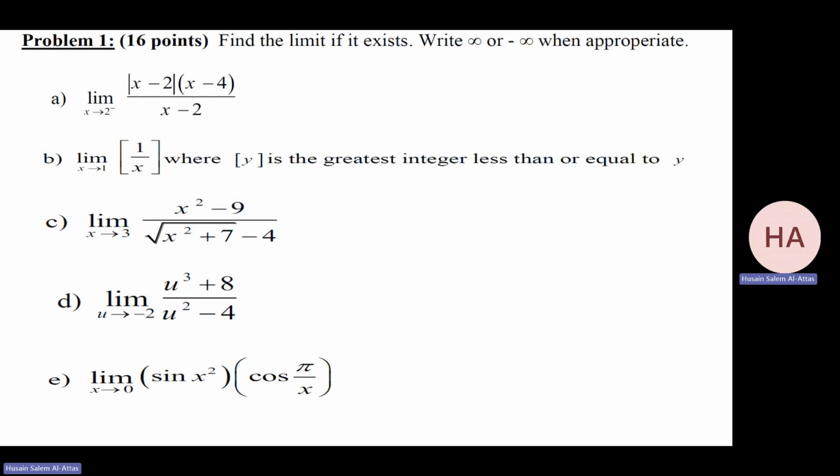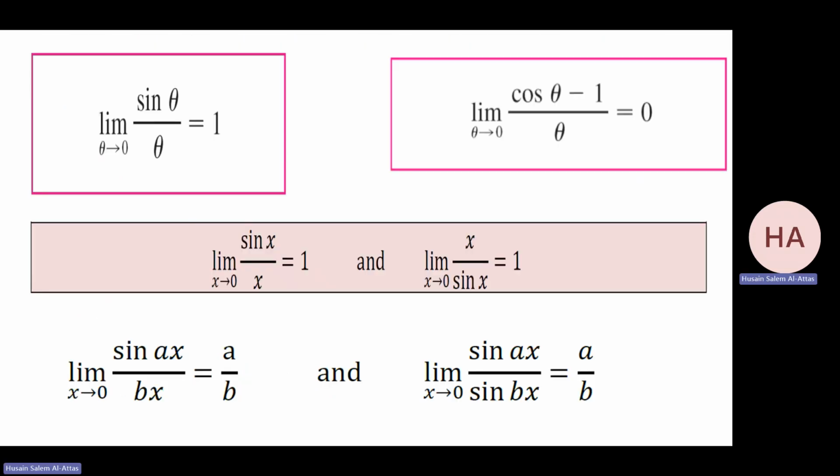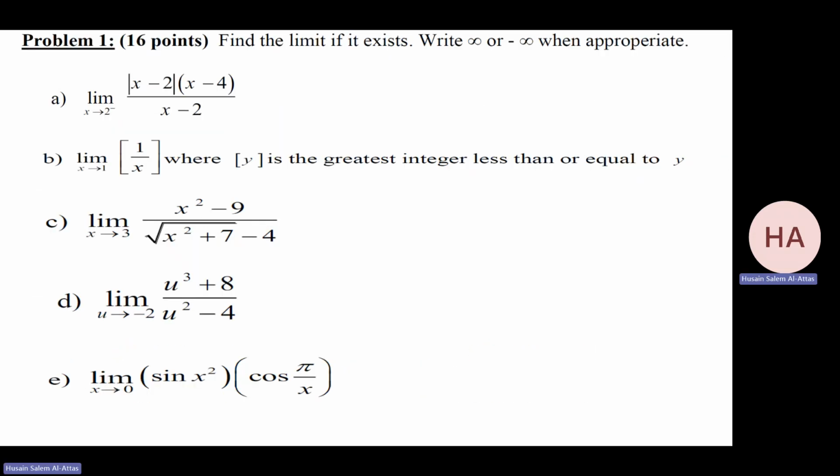This one, I think I make it 3 slides, so I'll do it one by one. This one, as x goes to 2, first I need to get rid of the absolute value. It goes to 2 from the left. This is negative. So that will be the limit as x goes to 2 from the left of minus (x minus 2)(x minus 4) over x minus 2. The rest is just substitution. 2 minus 4 is minus 2, times minus. This is minus.